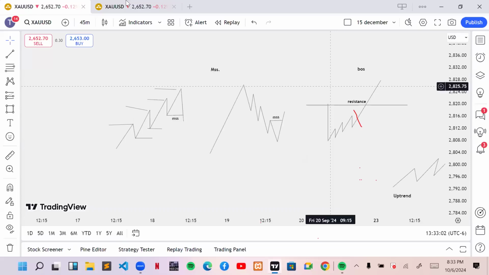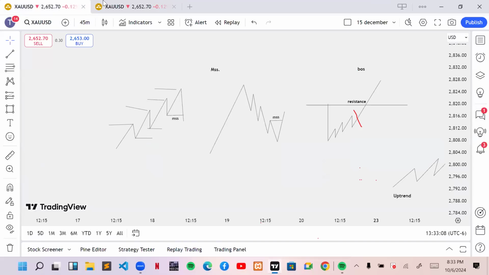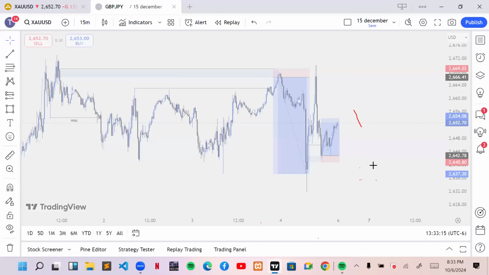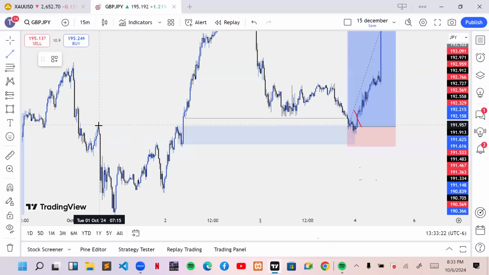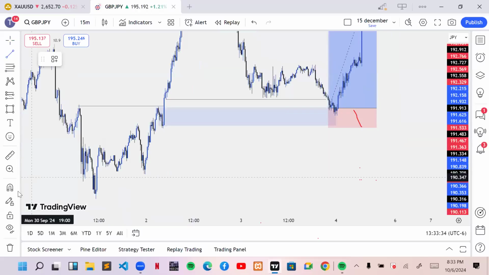So I gave a graphical example of the market structure shift here. Let me also find an example of a break of structure. So on this trade, this is a resistance level in the market. You can clearly see this was a resistance level in the market, right? And then the market was making higher highs and higher lows, which you can clearly see from this.